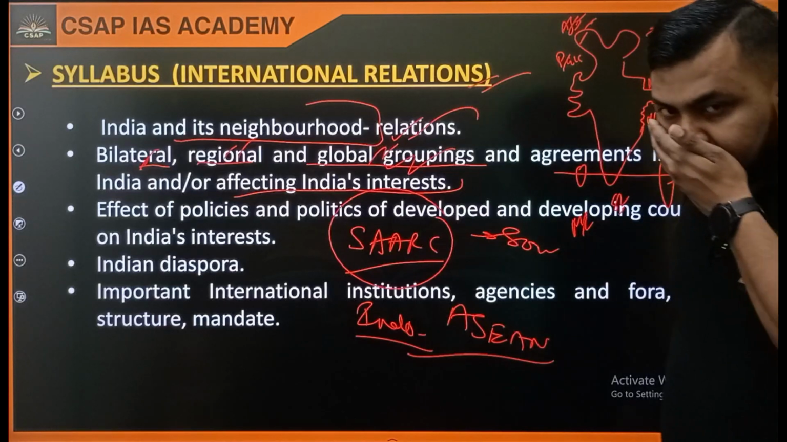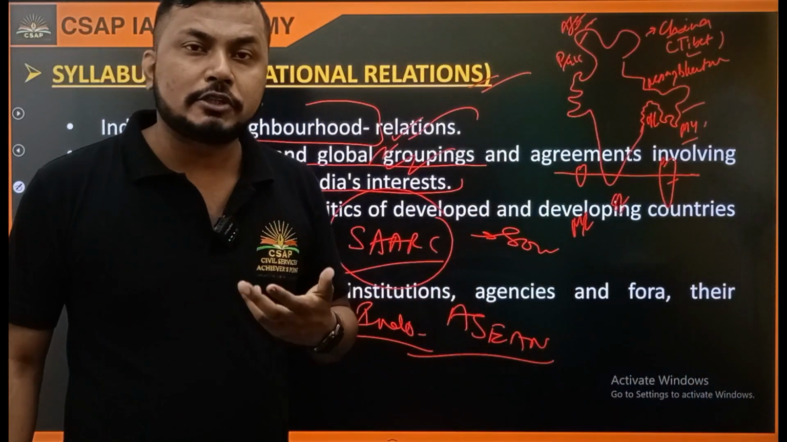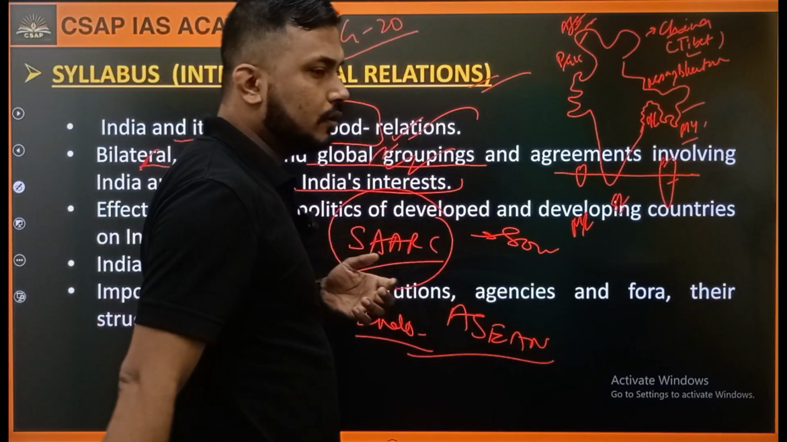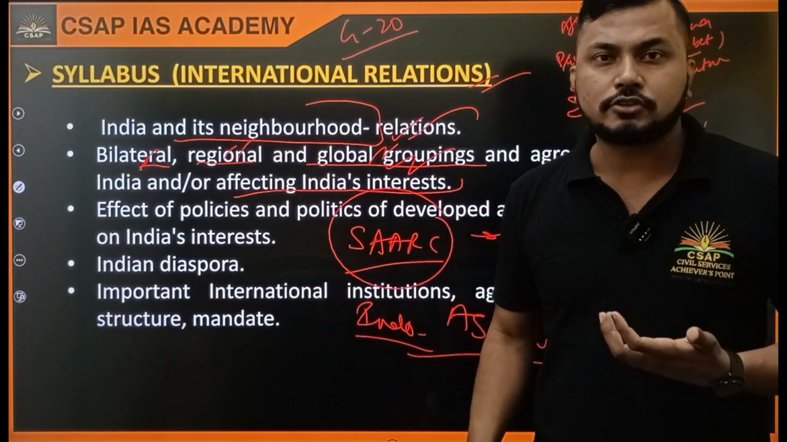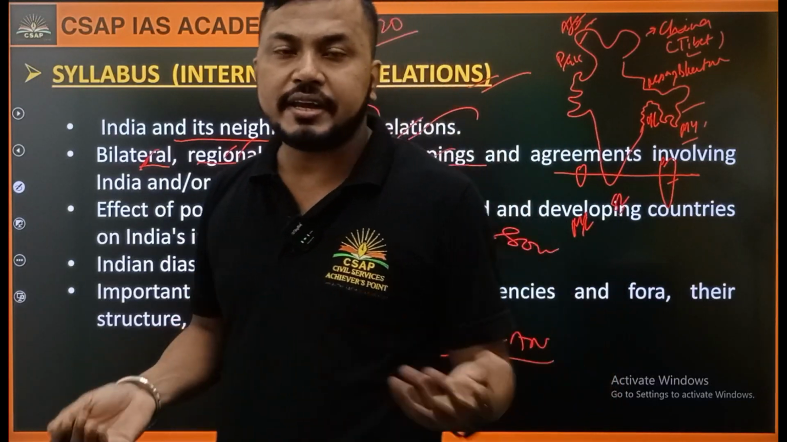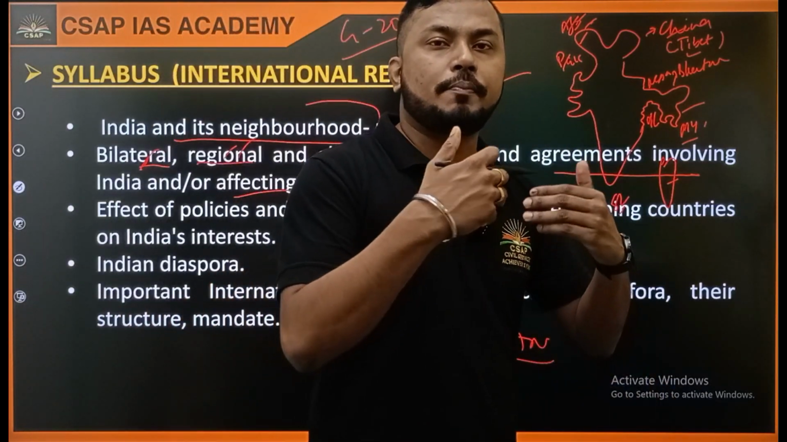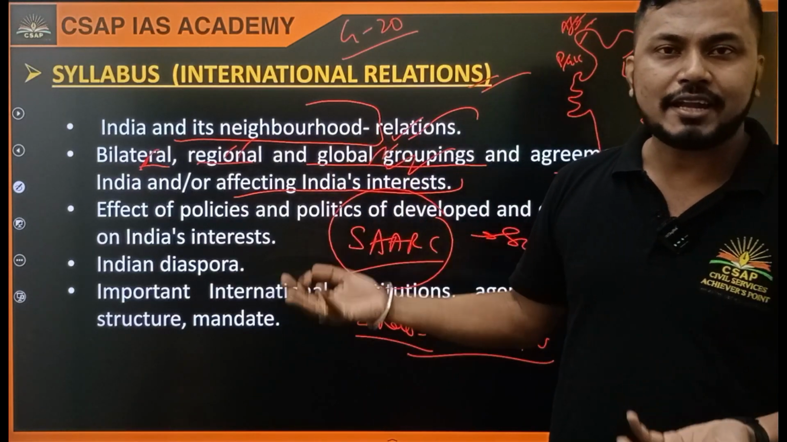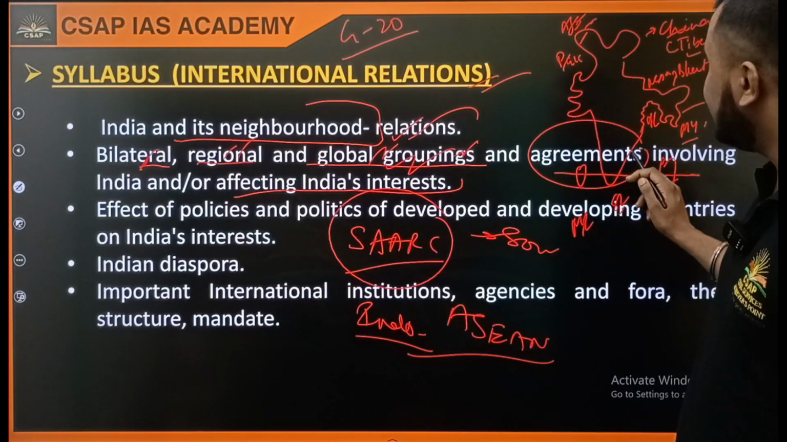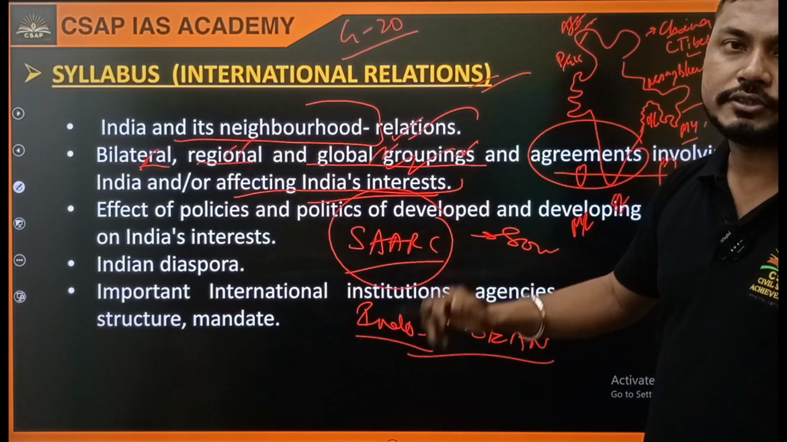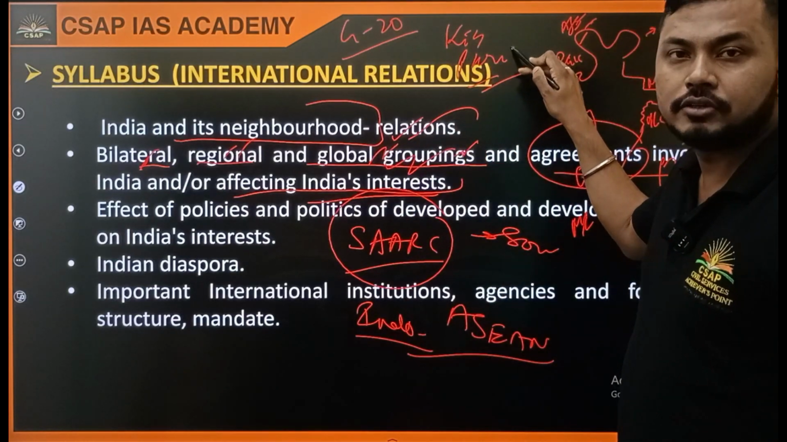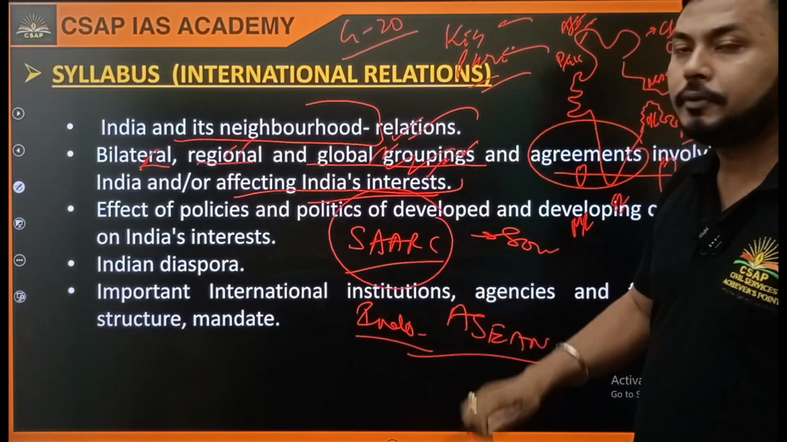Then global groupings. Global groupings means, take the example of G20, Group of 20. In it we have the US, UK, Russia, China, the African Union, the European Union, India, Japan, all these countries. And also agreements involving India or affecting India's interest. Any type of agreement, take the example of the Kigali agreement, Paris agreement, where India is a party. So we have to read these things.